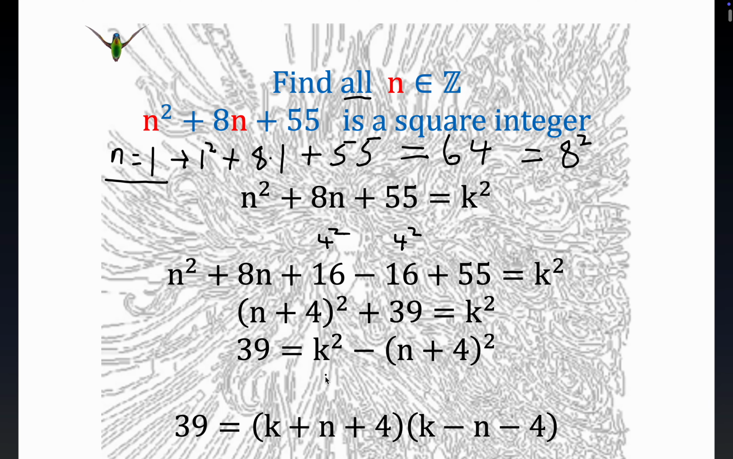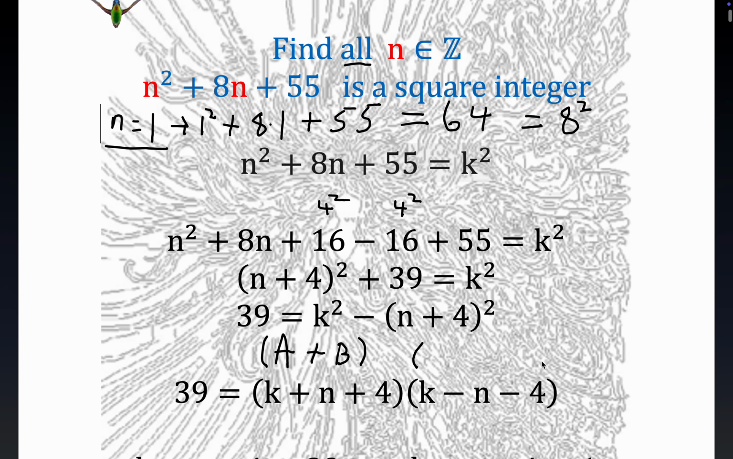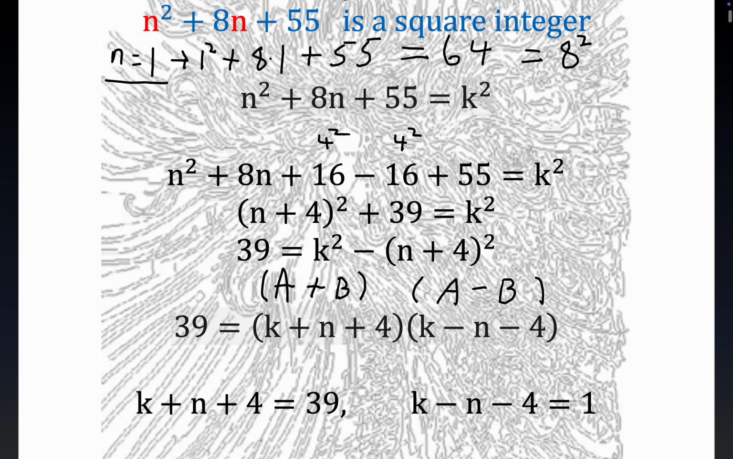So think of this as big A squared minus big B squared. So you see this part right here would just be A plus B times A minus B. Okay, so that's kind of a very nice result for us. And of course, in this whole thing, you can think of k as capital A, and you can think of n plus 4 as capital B here.